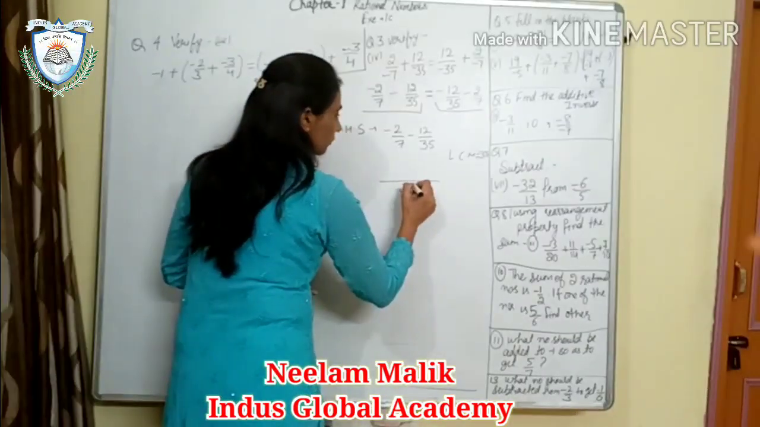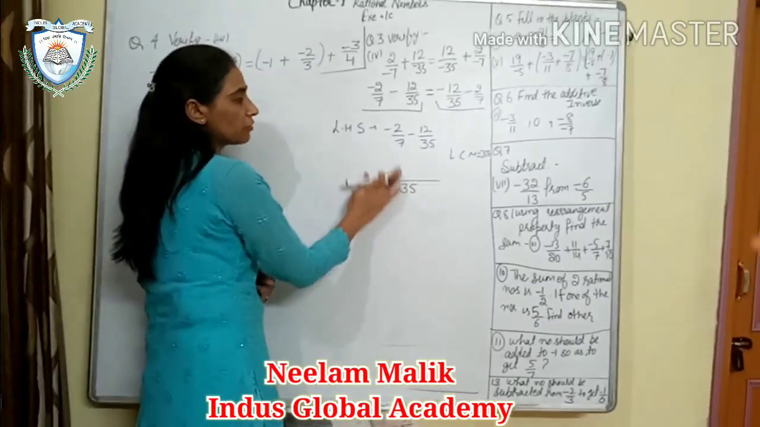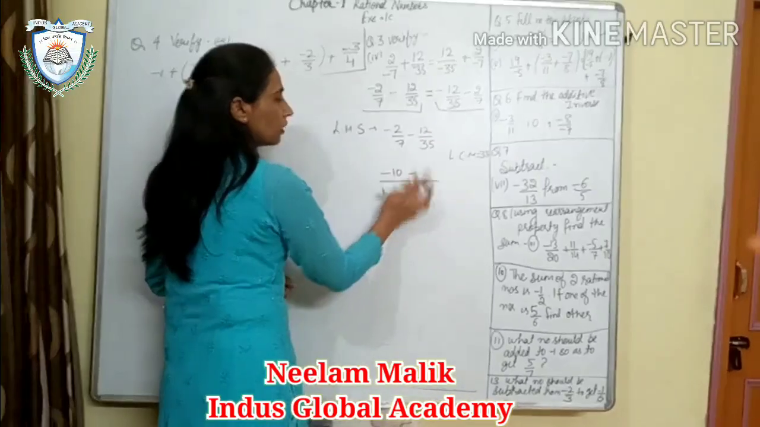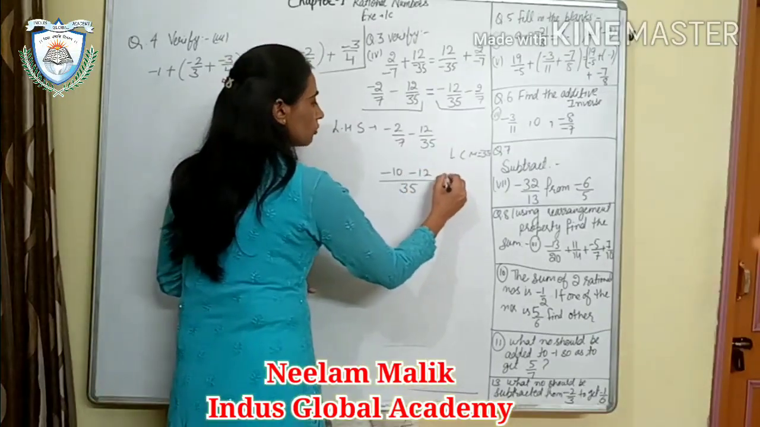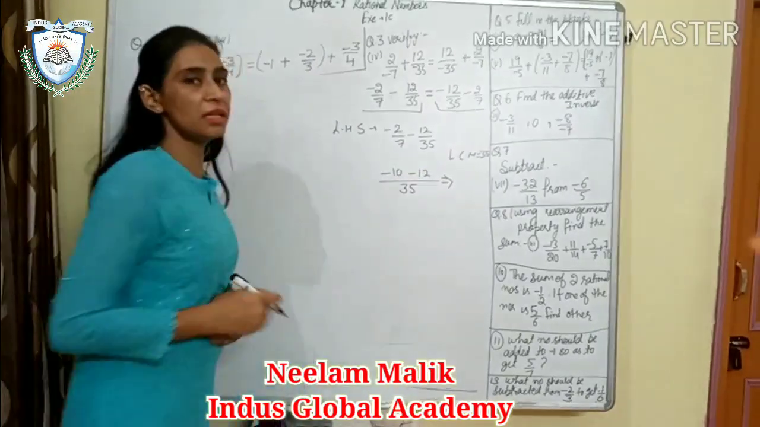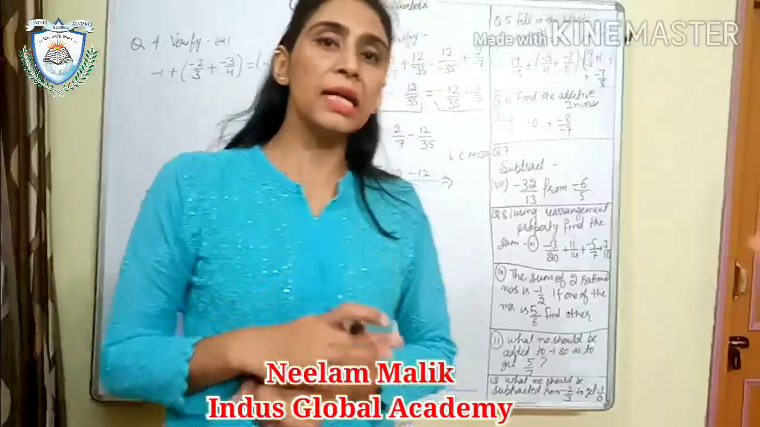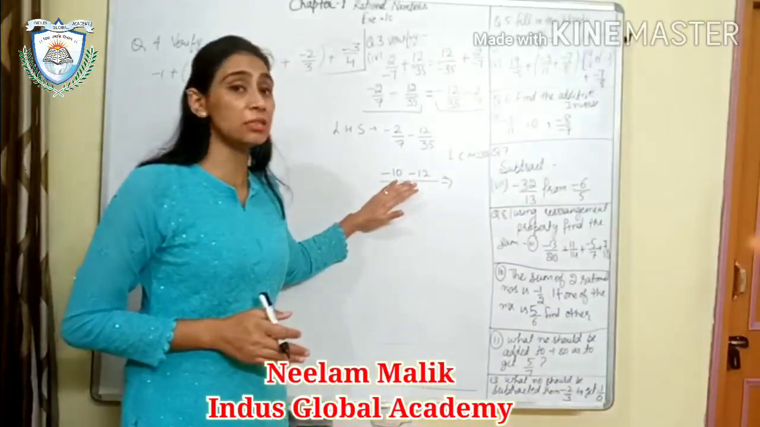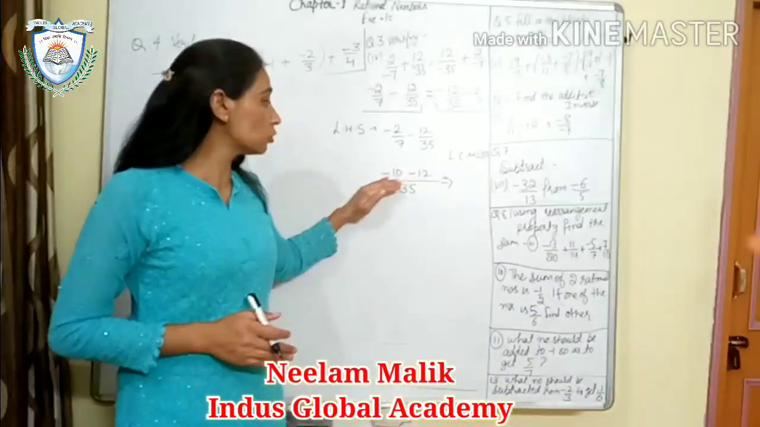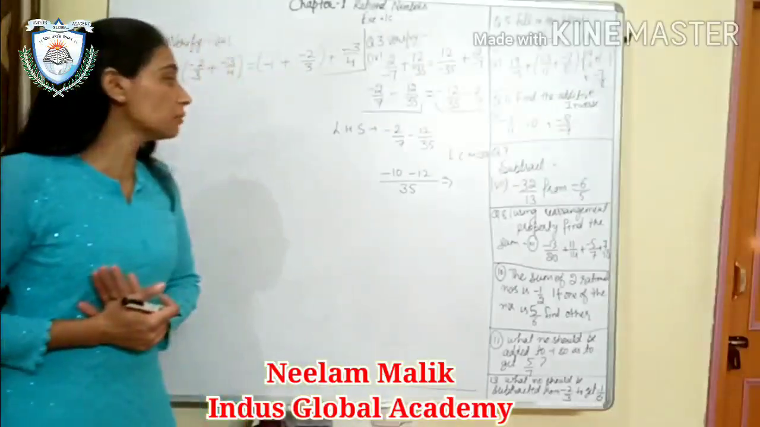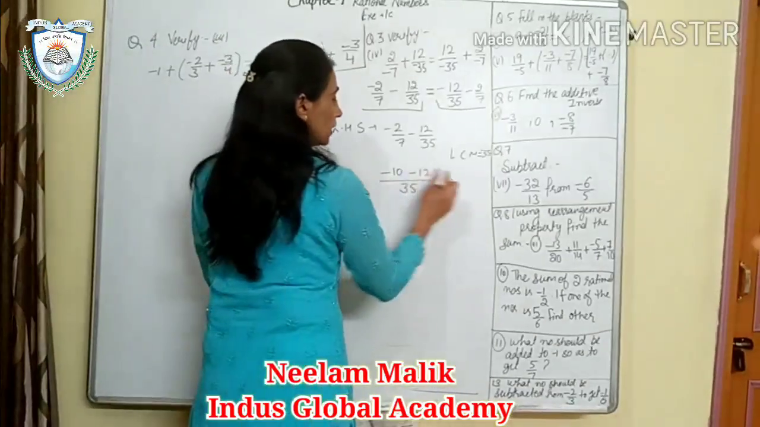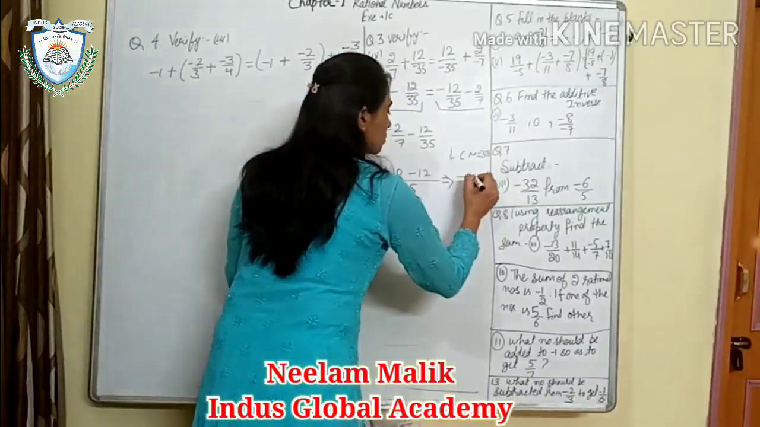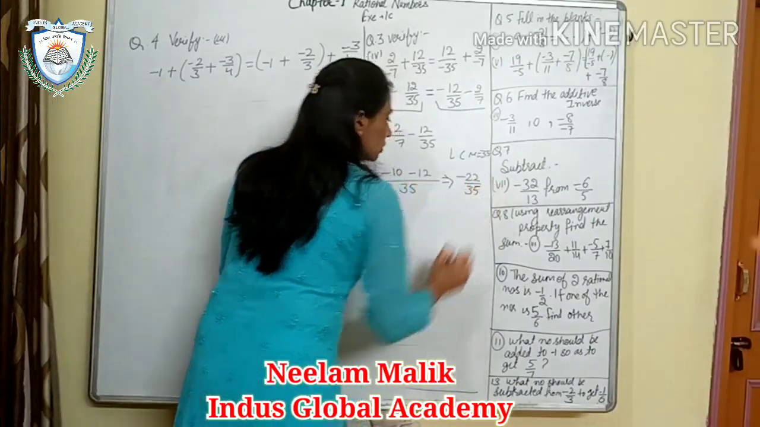So complete this. Here will be 35. 7 5s are 35, 5 2s are minus 10, minus 35 1s are, it will be as it is. So what do you have here? Minus 10 and minus 12, both are negative numbers, and they are not in multiplication here, they are in addition, meaning we have to add them. So what will we get? We will get minus 22 because both are negative. Here we are adding, not multiplying. So it will be minus 22 upon 35. So this is our one side.